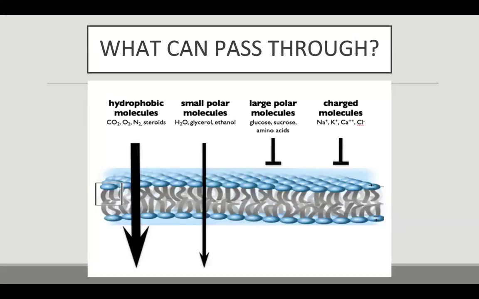So hydrophobic molecules are able to pass through extremely easily, for example carbon dioxide, oxygen, nitrogen, or steroids. Polar molecules, only very small polar molecules are able to get through. Once again, because they have to interact with the non-polar region, they can't be large. They have to be extremely small, so water, glycerol, or ethanol is able to go through, but at a much reduced rate compared to hydrophobic molecules.